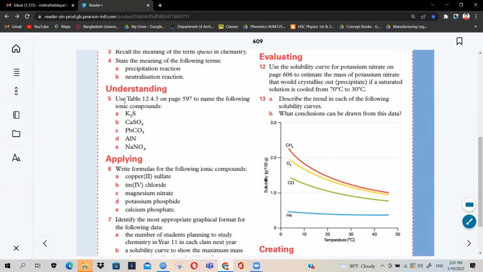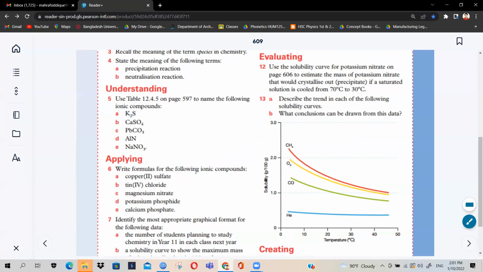Name the following ionic compounds: K2S, calcium sulfide. Okay, tell me. These are good questions. K2S, what will be the name for it? Potassium sulfide. Sulfide with a D, okay? Yes. Next, CaSO4. Calcium sulfate. Then PbCO3, lead carbonate.